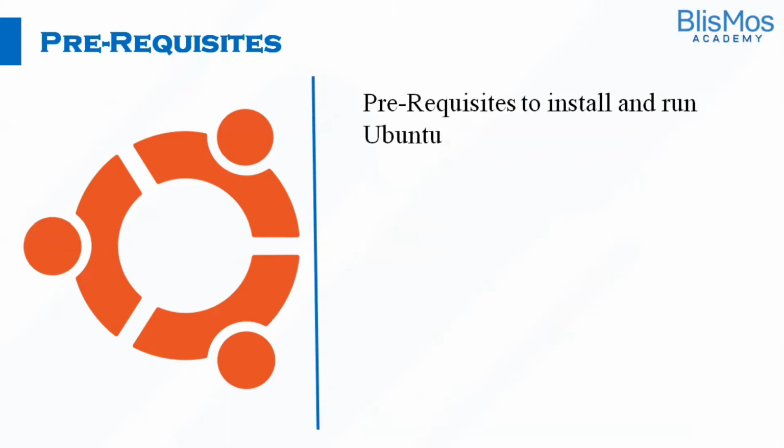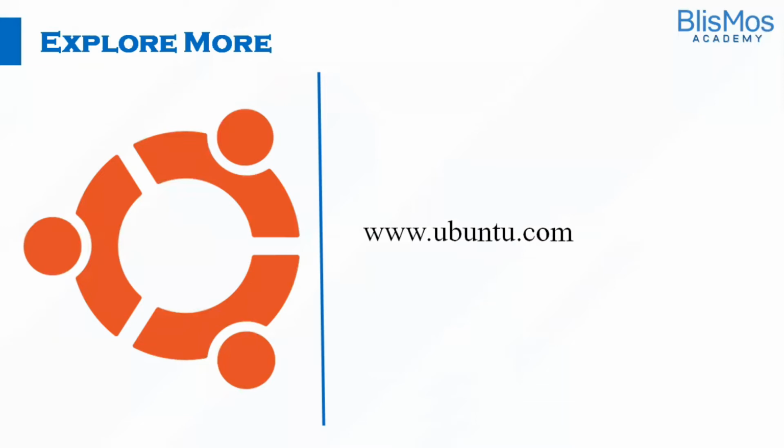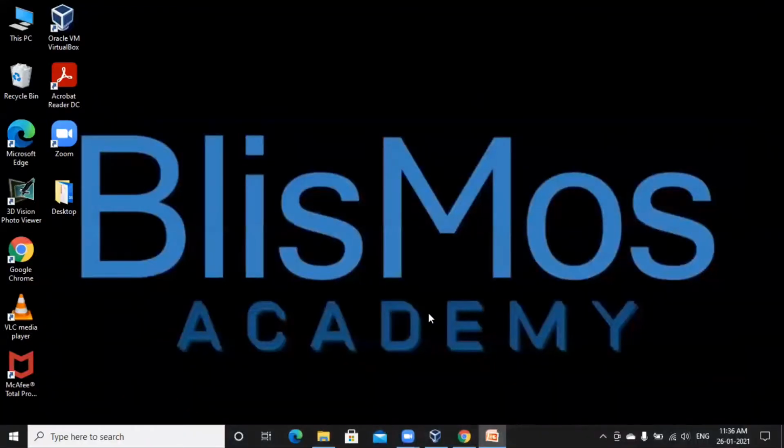What are the prerequisites to install and run Ubuntu? You need Oracle VirtualBox, 2 GHz dual core processor, RAM of minimum 8 GB but 16 GB would be preferable. Processor type should be 64-bit. Hard disk should be minimum of 500 GB. If you're looking for more details, please visit www.ubuntu.com.